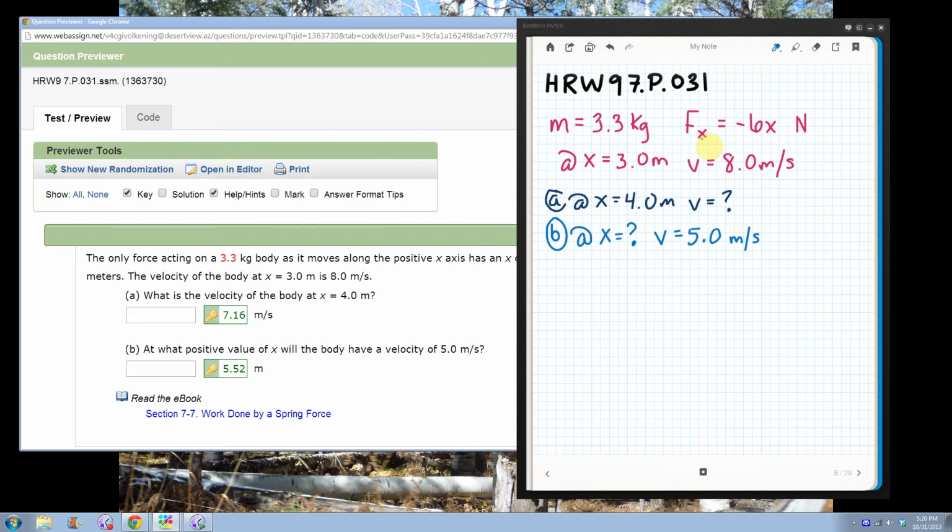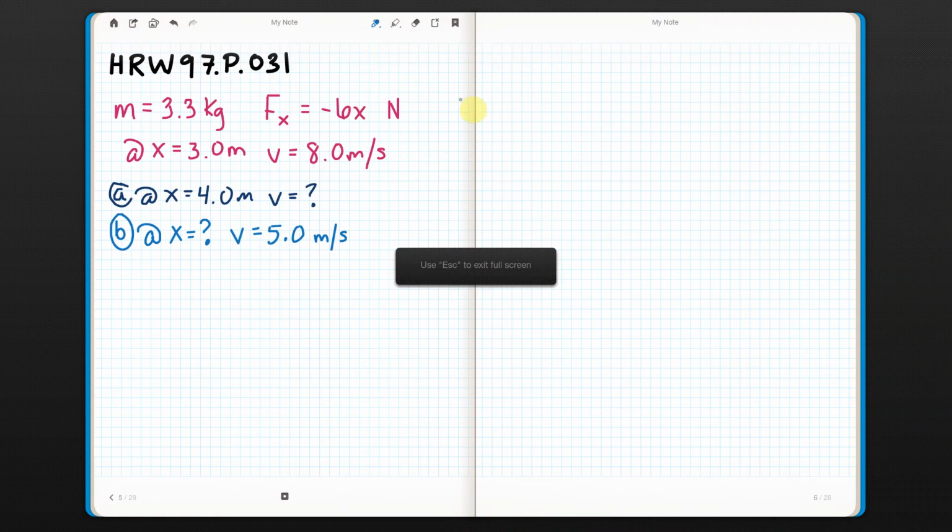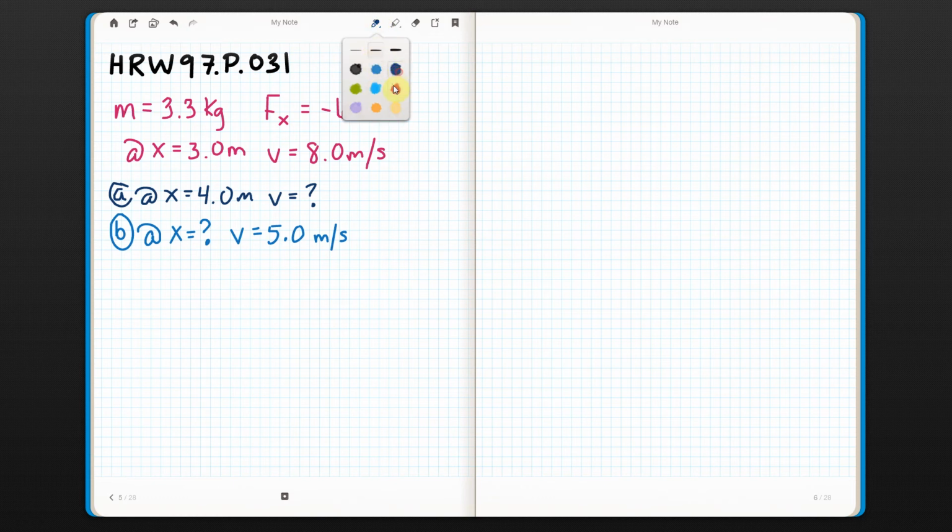Okay, I've got the relevant information copied over to here. Well, let's see. I don't have enough to do a kinematics equation because my force is a variable force. Whenever I see a variable force in an energy problem, the first place my mind goes is work done by a variable force. How could I use work? Because that's one thing I do know.